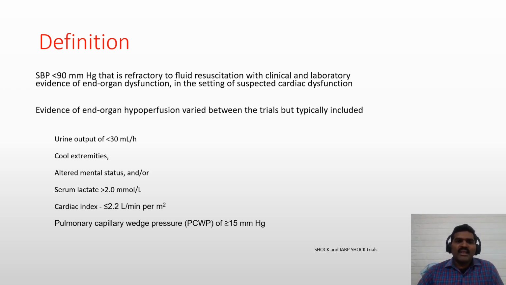The extremities will be cold. The patient can have altered mental status due to decreased perfusion to the brain. Serum lactate could be elevated because of hypoperfusion; anaerobic metabolism sets in, which increases lactate. Usually the cardiac index will be less than 2.2 liters per minute per meter square of body surface area, and pulmonary capillary wedge pressure should be greater than 15 millimeters of mercury. So this is the definition of cardiogenic shock.